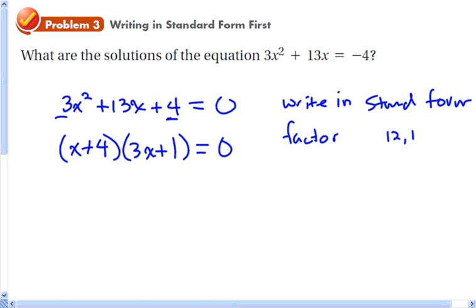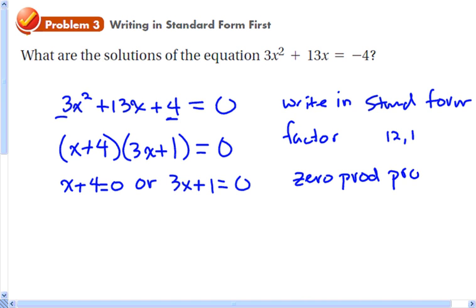Now we're going to set both of those equal to 0, so x plus 4 is equal to 0, or 3x plus 1 is equal to 0. Solve each of those two little equations. Here we're using the zero product property. If we solve this one, we get x is negative 4. If we solve this one, I'm going to subtract 1, so negative 1, and then divide by 3. That'd be negative 1/3.